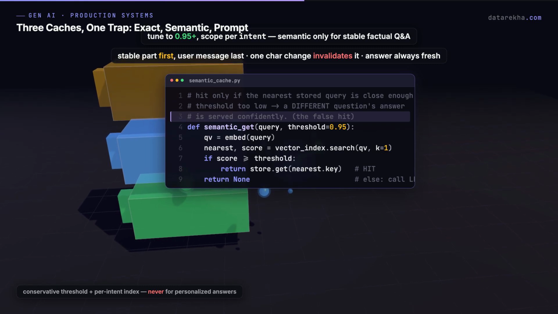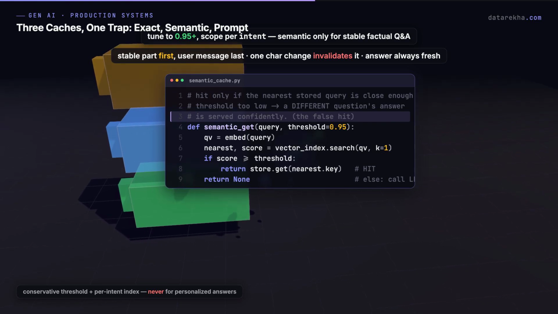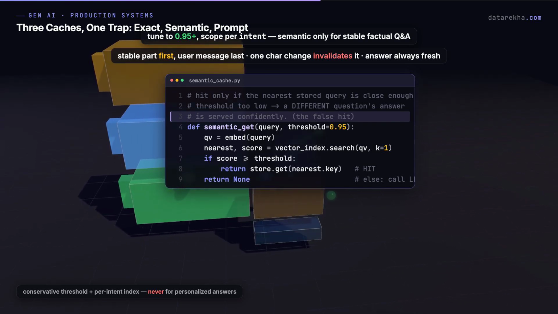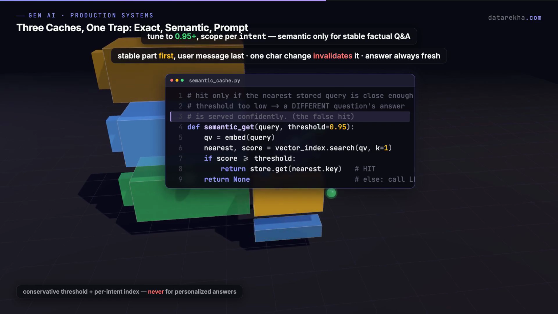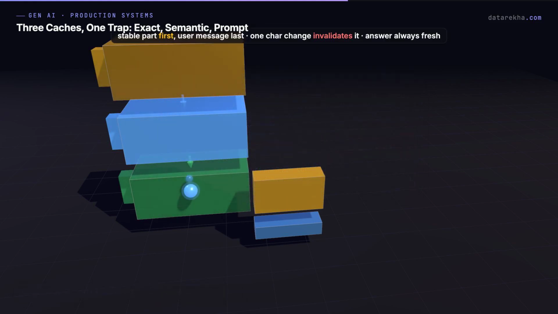Cache 3. Provider-side prompt caching. Different in kind, it caches not the answer, but the computed KV state of a long, stable prefix. For a 10,000 token system prompt, those attention tensors are expensive and identical for every request reusing it. So the provider stores them and charges about 10% of the input price on a hit. To exploit it, put the stable part first, the user's message last, so only that small piece is recomputed.